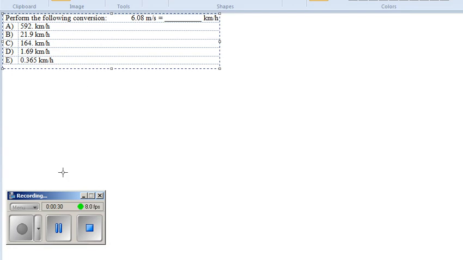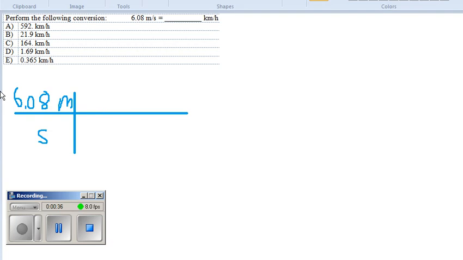So to do this, we're going to set up a unit conversion format table. Okay, so we started with 6.08 meters per second, and we need to end up finishing with something kilometers per hour. Should be a lowercase k. Okay, so to do this, we know we're not going to end up with meters at the end. We're going to end up with kilometers. So with that in mind, we need to convert meters into kilometers.